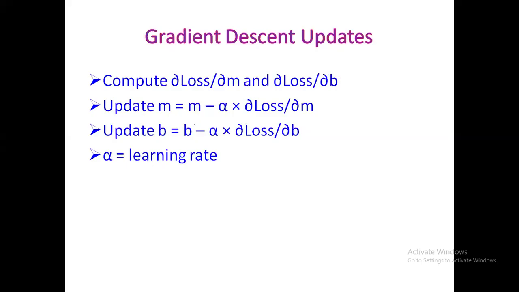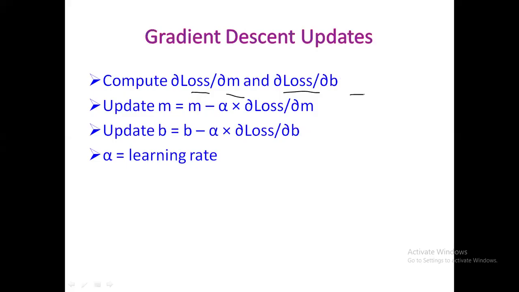Next, gradient descent updates. Gradient descent reduces the loss step by step by computing the gradients of the loss function with respect to the model parameters m and b. So here, these gradients are dou loss by dou m and dou loss by dou b. So we are going to differentiate. This gives the direction in which the loss increases.